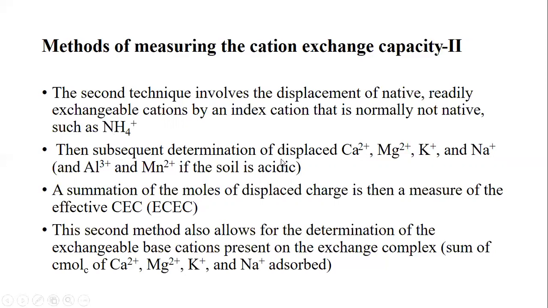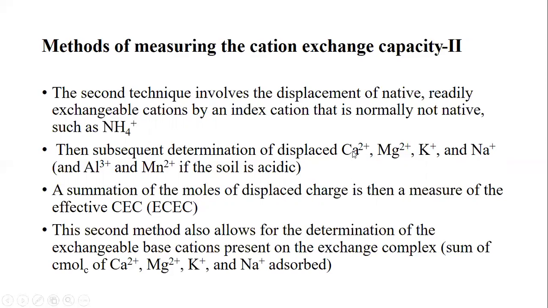Then comes the subsequent determination of displaced calcium, magnesium, potassium, and sodium, and aluminum and manganese in case we have acidic soil. So you remove, displace, or exchange all of them. All these words mean the same thing. All the native exchangeable cations, you displace them by one cation, say ammonium. Then you collect all these. In the first method, we had them all exchanged by one and measured that. But in this case, we displace all the cations and collect them, and then we determine each one of them individually.